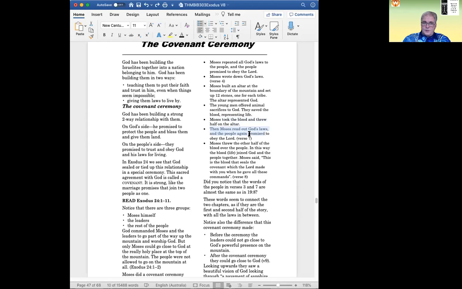Moses reads out God's laws, the people give their promise, and Moses threw the other half of the blood over the people. Now, I don't know about you, but yuck. But it is a way of symbolising, and not something we want to see and do today.